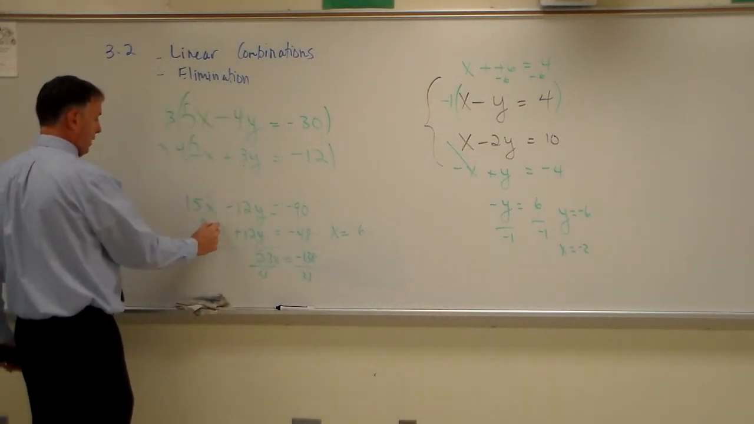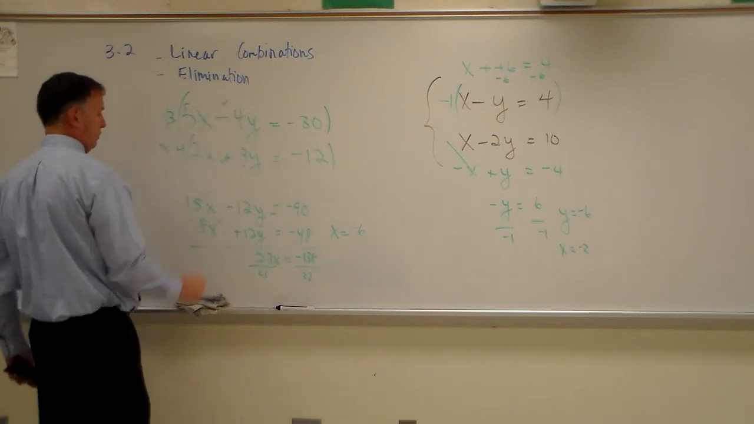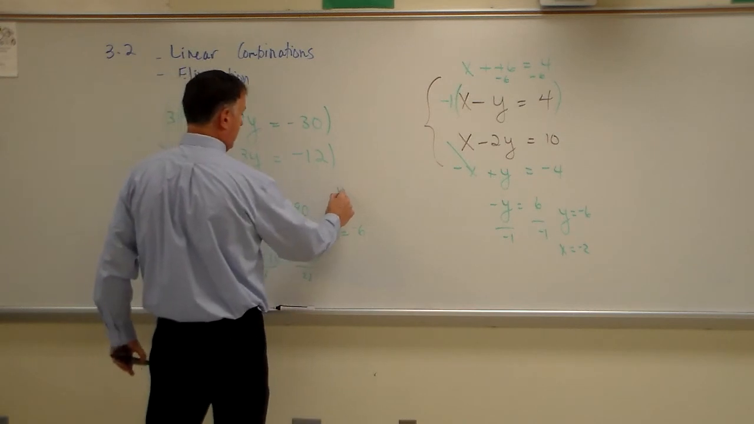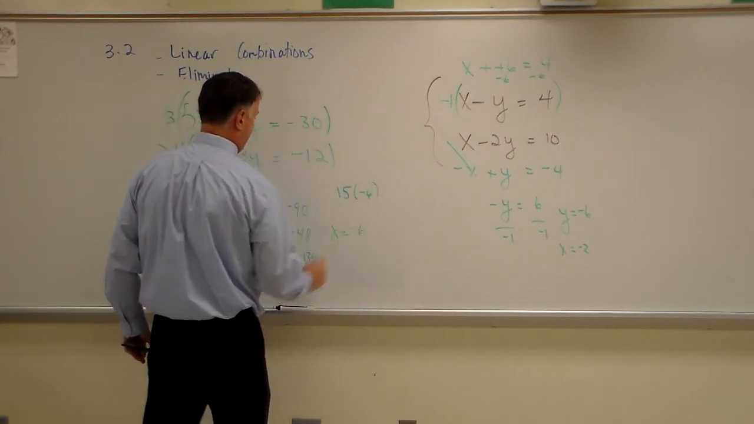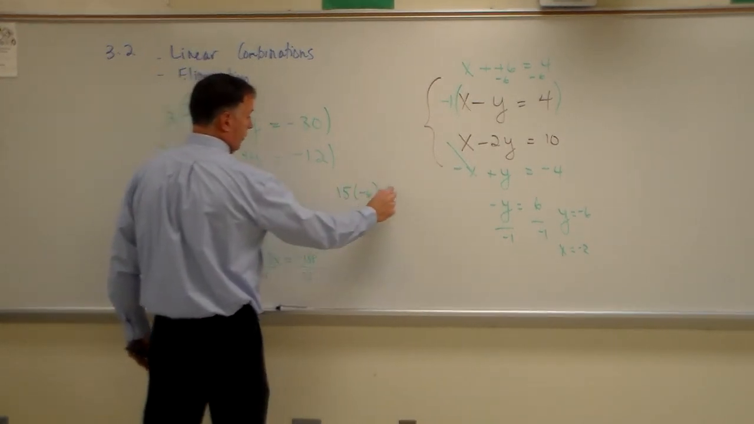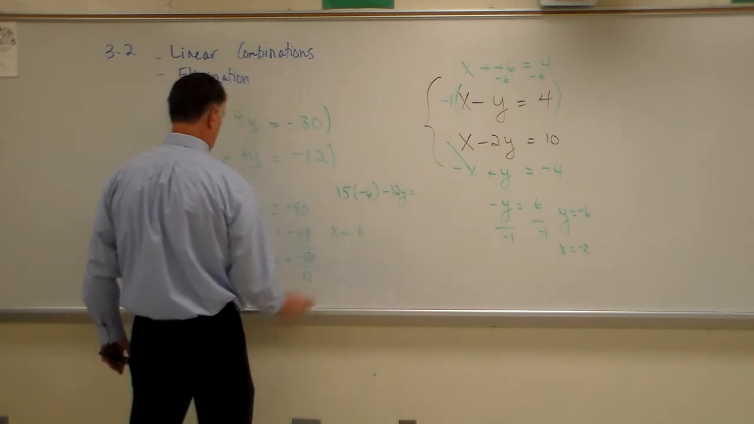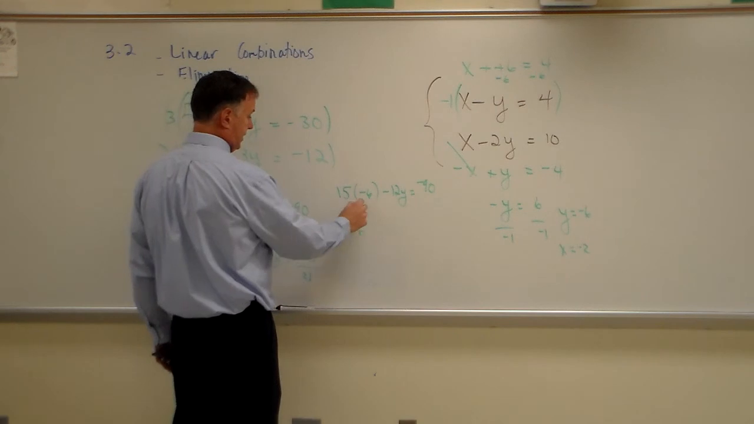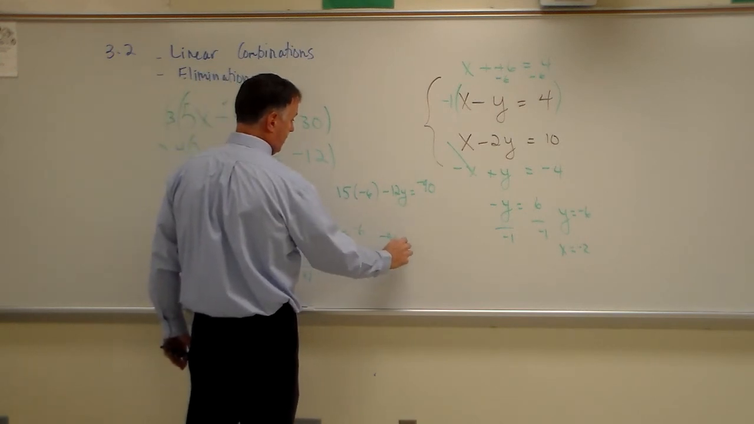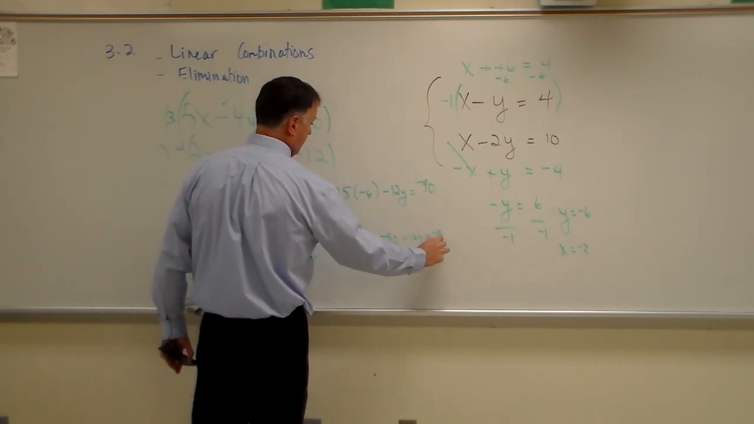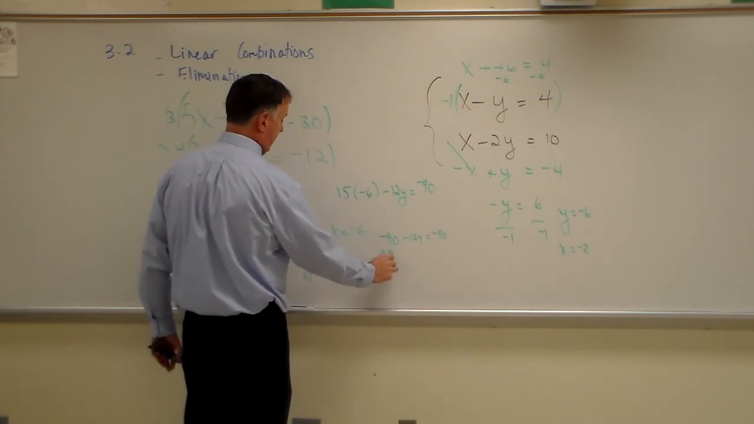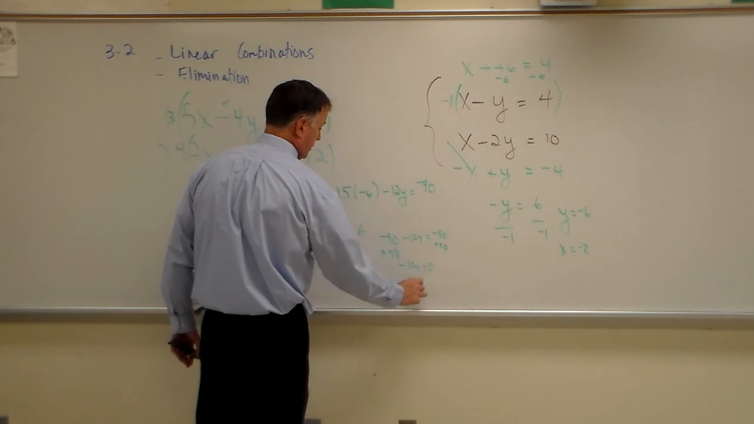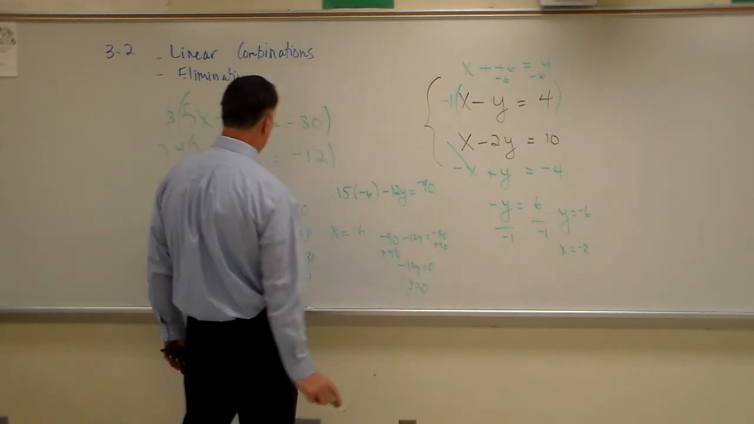Now you pick one of your equations. You can pick this one or this one, and plug it back in. Doesn't matter which one. I'll pick this one. 15 times negative 6 minus 12y equals negative 90. So that's going to be negative 90 minus 12y equals negative 90. I see something happening here. Plus 90, plus 90. Negative 12y equals 0, which means y is 0.